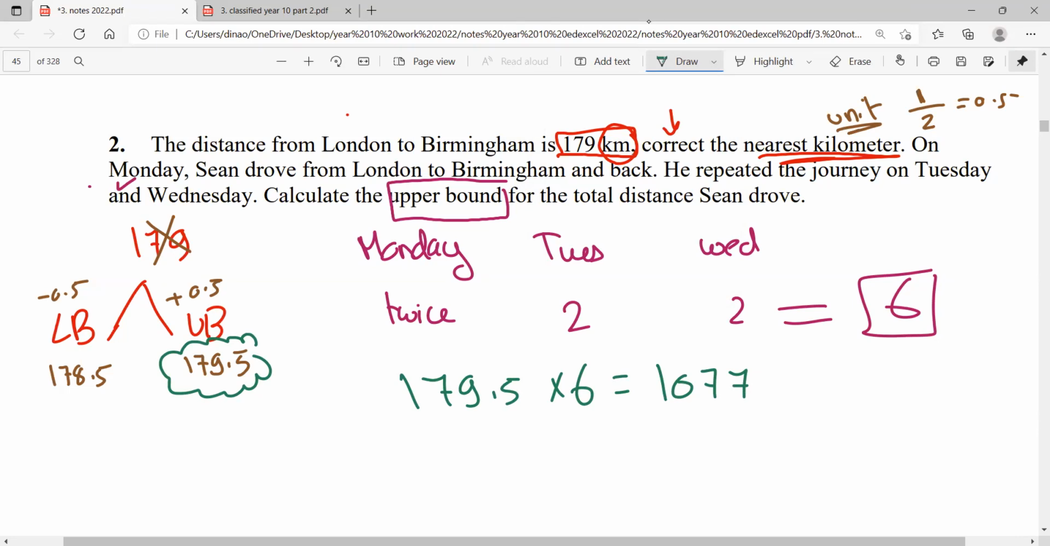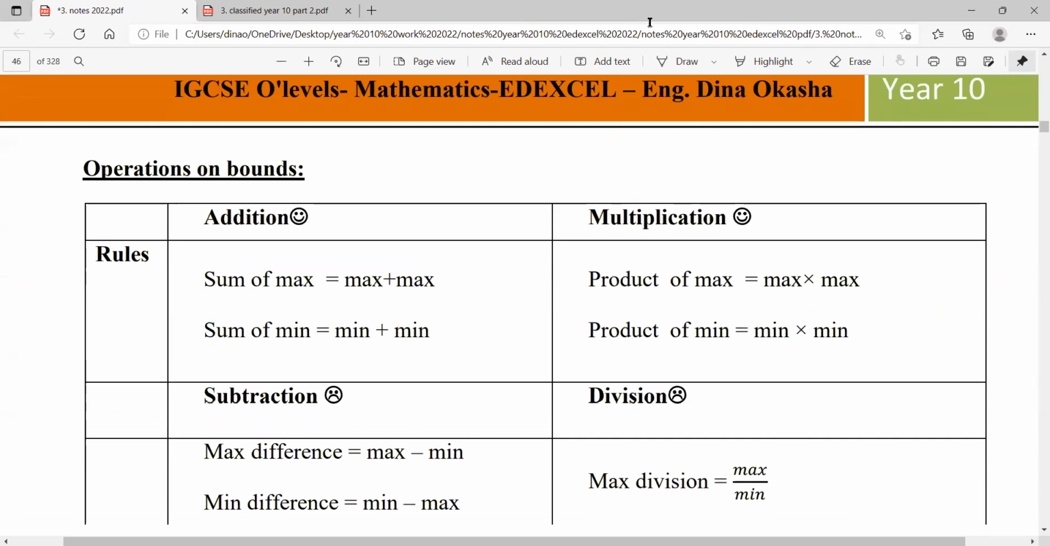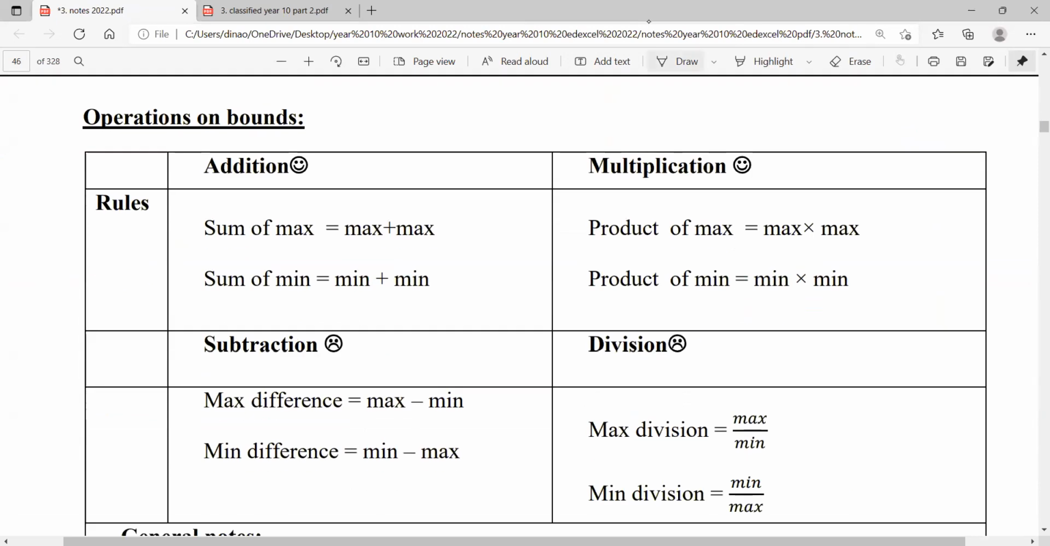So what did we discuss so far? We discussed the basic upper bound, lower bound. We discussed the part in which we have to do the same units and check about the units. We discussed that whenever you read the word correct, you find the bounds, you ignore the original because sometimes you will use the bounds in the rest of the question, and we did the part with the degree of accuracy. Now, the last part in this topic over here is operating on bounds.